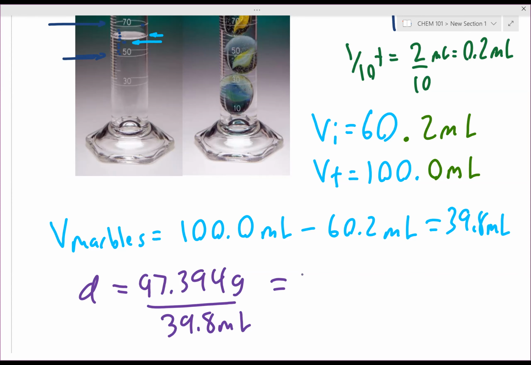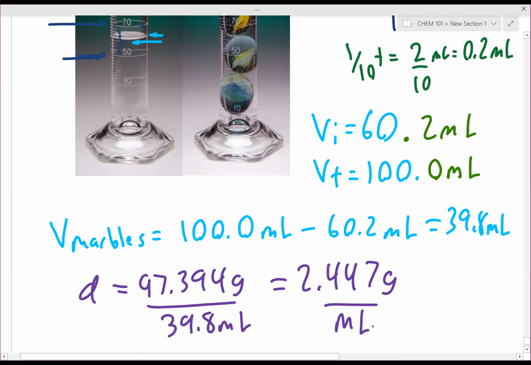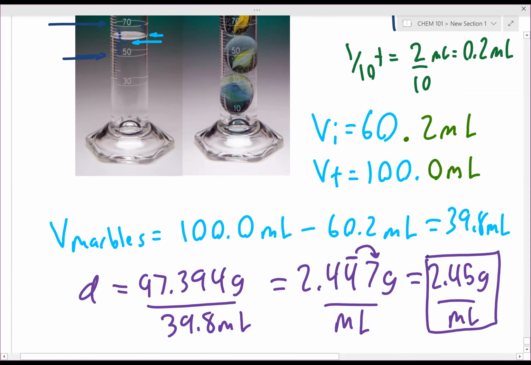So we have 2.447 gram per milliliter. If we need to report to 3 sig figs, where's our third significant figure in this example? 4. We look one space to the right. Is 7 greater than or less than 5? Greater. So do we round up or down? Up. And that gives us 2.45 gram per milliliter. Does that make sense to everyone?